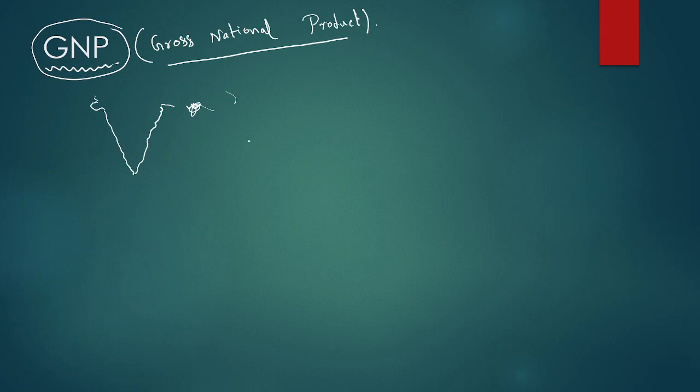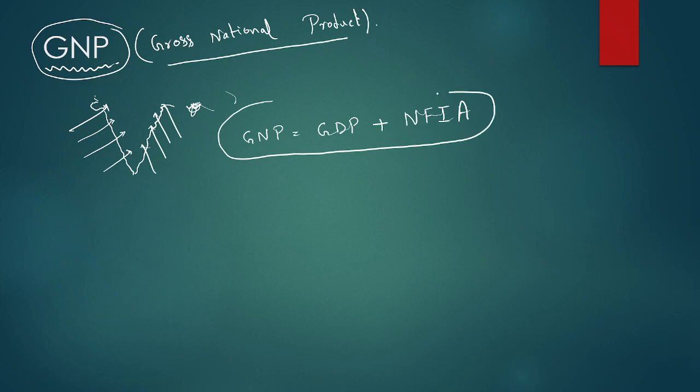So what is GNP? Gross national product. It is GDP, the income of every Indian is in it, plus NFIA. When you see this word GNP, gross national product, nationalism should get imparted within yourself.